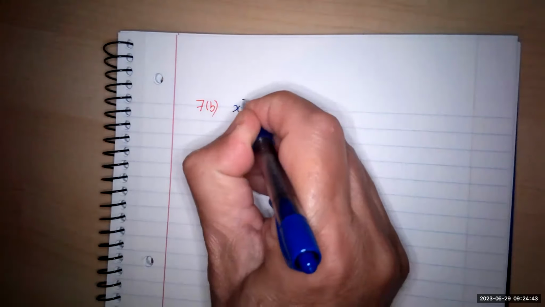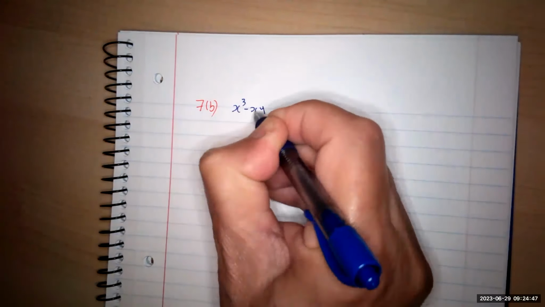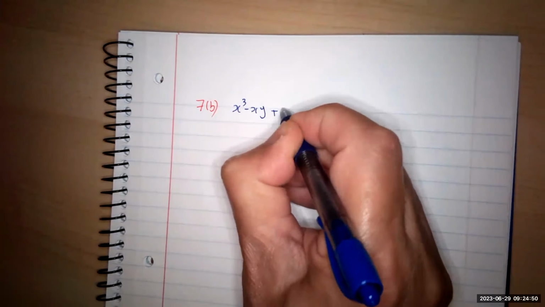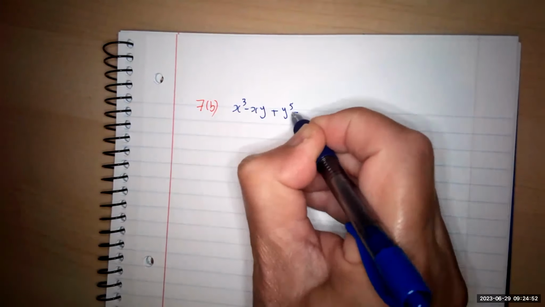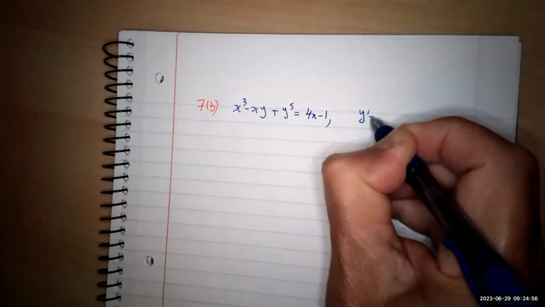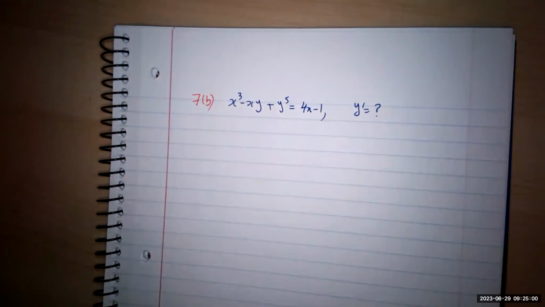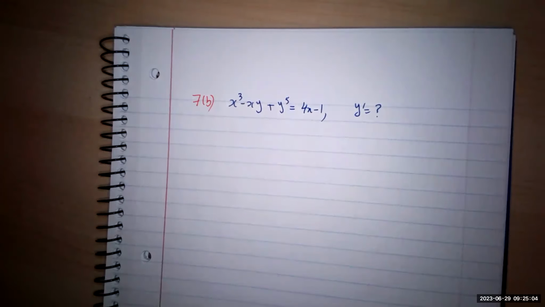Again, you want to find the y prime, and your function is your implicit equation, in fact. You have the x cubed, minus xy plus y to the 5th, and this is equal to 4x minus 1. And again, you've been asked to find the y prime. Then apply the product rule, apply the differentiation to both sides.